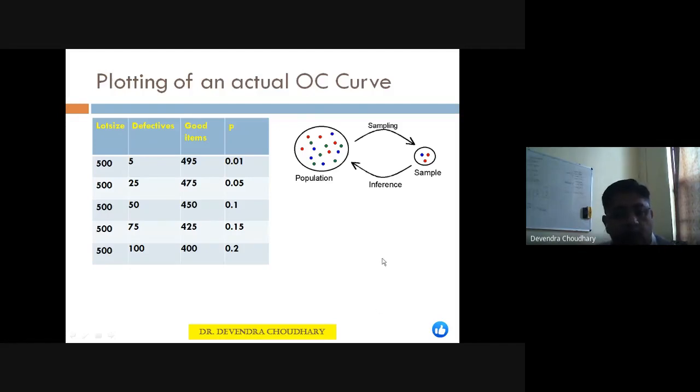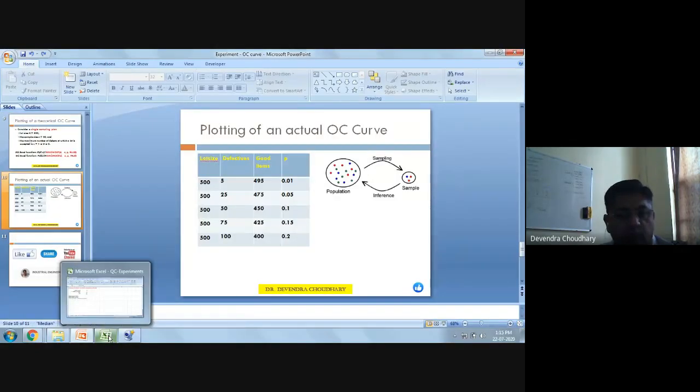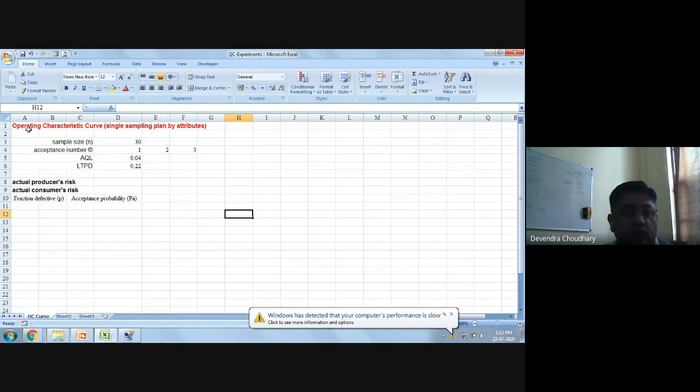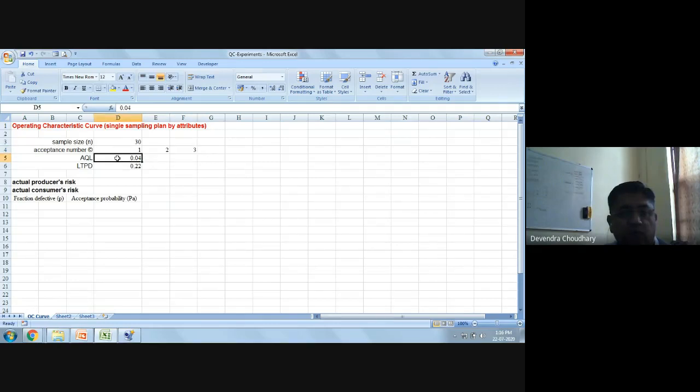So let me show you how we can perform calculations on the Excel sheet. Here I am explaining how to draw an OC curve when sample size is 30. We will have different acceptance numbers 1, 2 and 3. Here I have written the values of AQL 4% and lot tolerance percent defective 22%. You can choose different values.